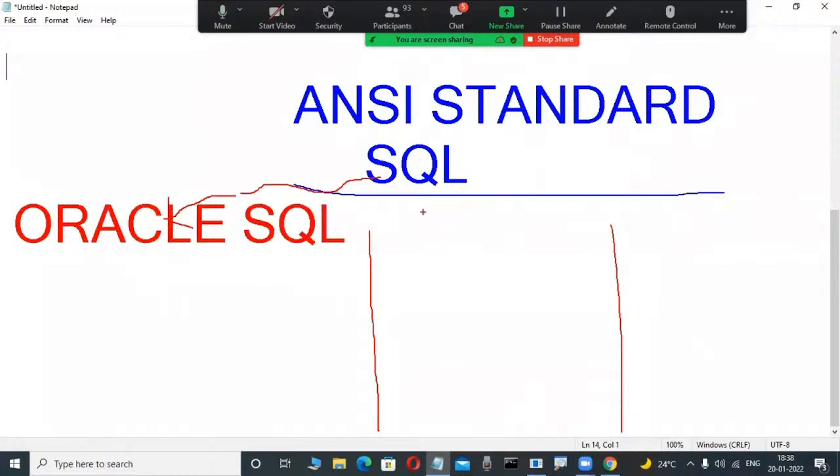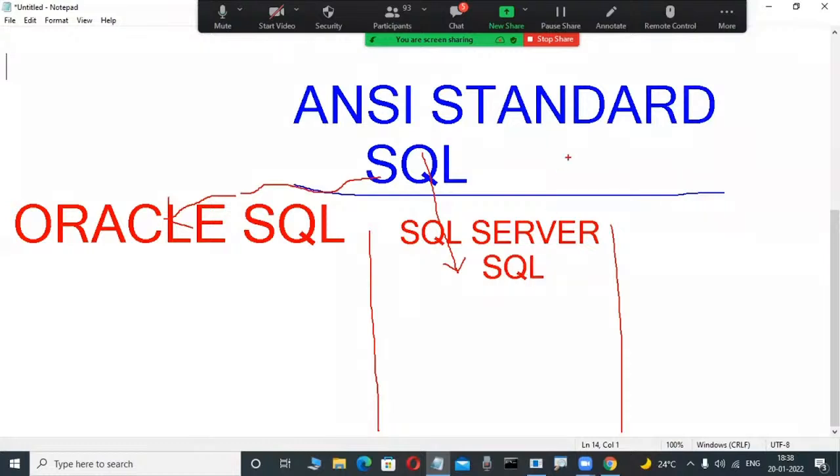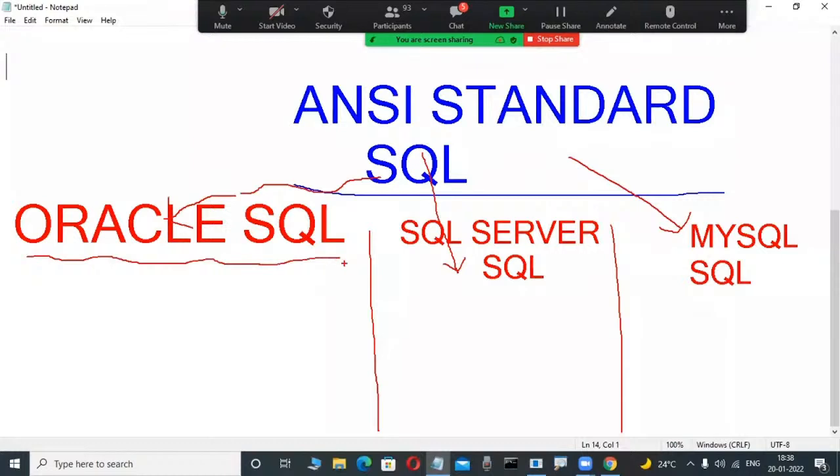So many fellows don't know that. Again observe here, SQL Server, a Microsoft product, created their own SQL from this ANSI standard that is called SQL Server SQL. Again, MySQL created their own SQL language from this ANSI standard that is called MySQL SQL. That's why in our class we are learning Oracle SQL.